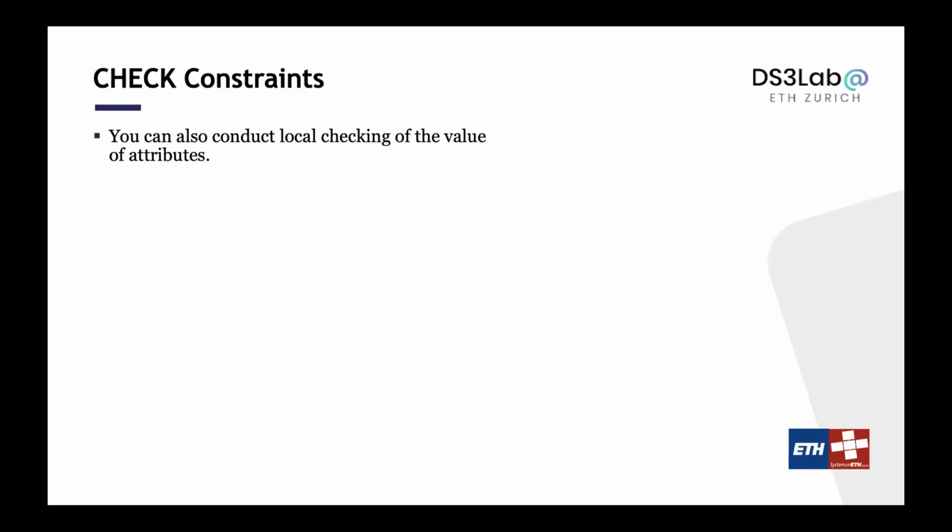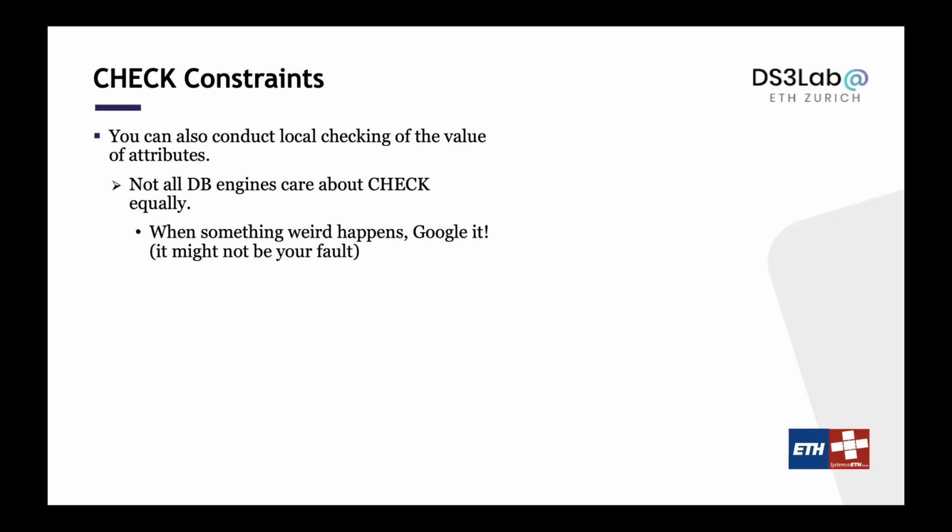Another thing about check constraints is that they look very generic and powerful, but in most realistic databases, you can only do local checking of the values of attributes. Another thing you need to be really careful about is that not all database engines care about check constraints. Whenever you are using real-world database systems, sometimes you get counterintuitive results. So whenever something weird happens, really Google it. There's no way we can cover all those weird cases in this course. And whenever a database is doing something weird, it may not be your fault. So just Google it.